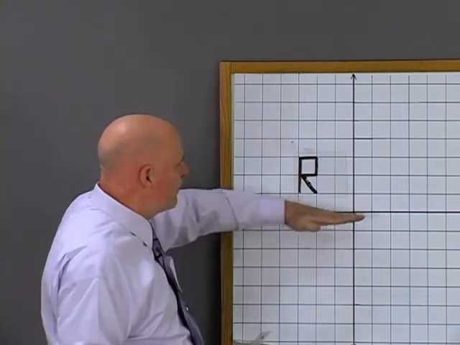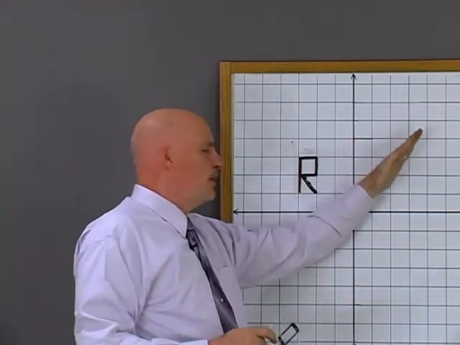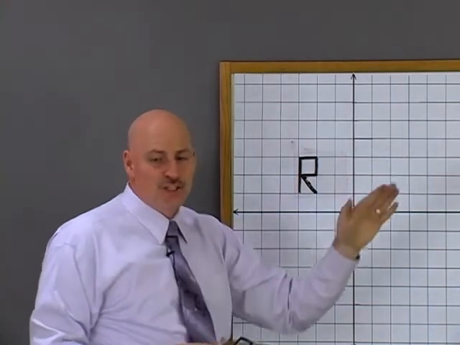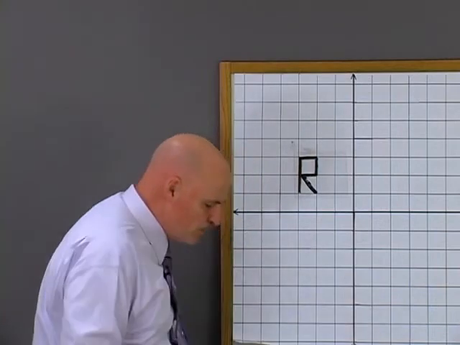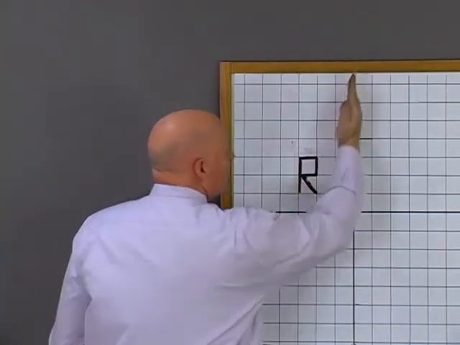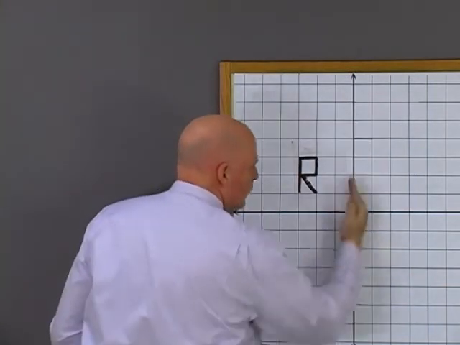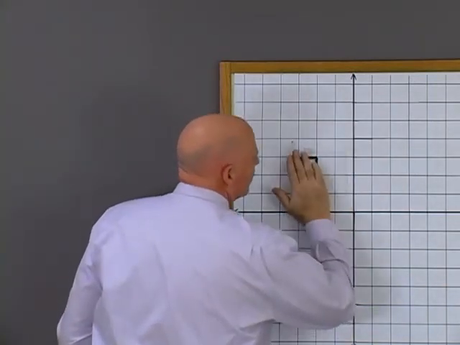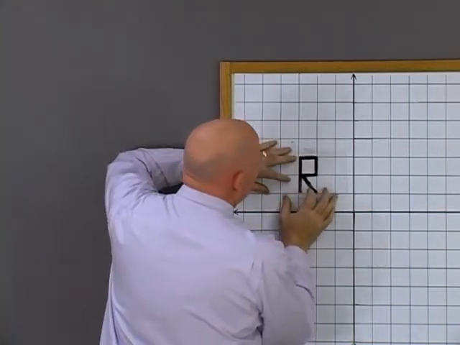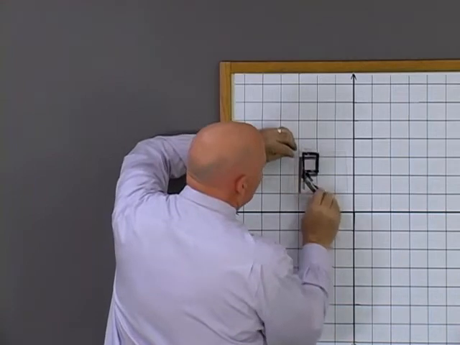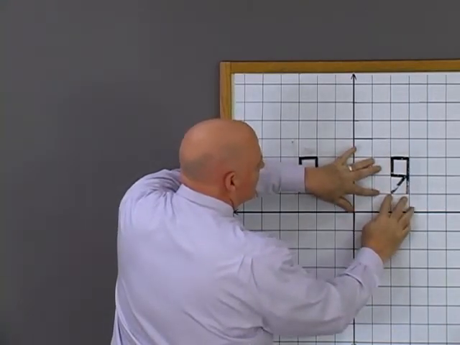Do you put the mirror here, here, or here? So the reflection really depends on where the mirror is. Let's say we were going to reflect R in this axis right here, the y-axis going up and down. We draw it, and then we reflect it in the axis, so it looks like this. See that?